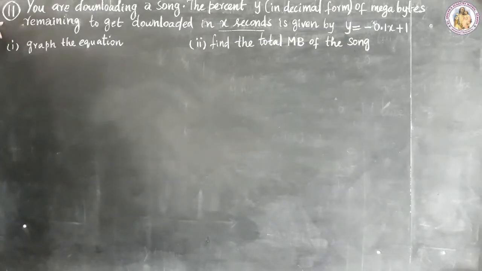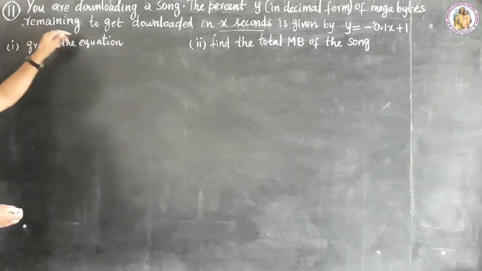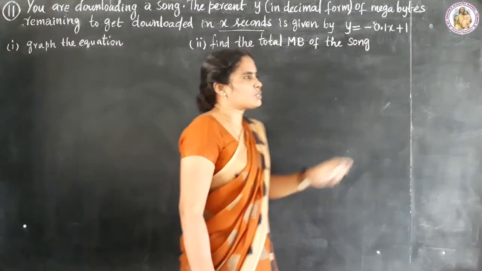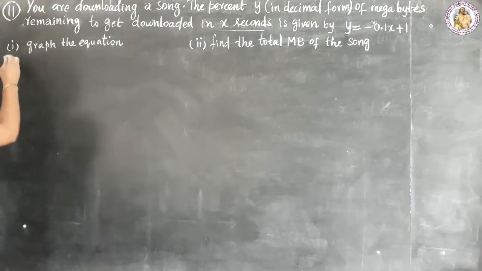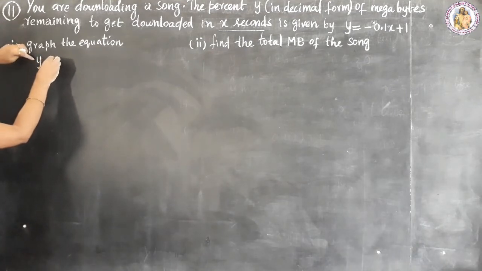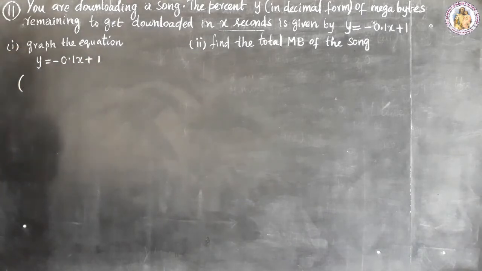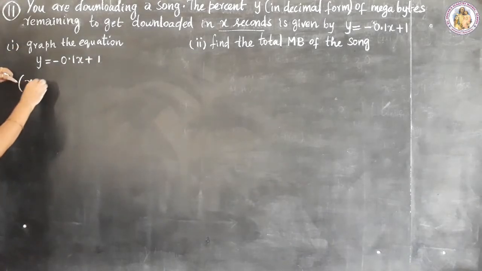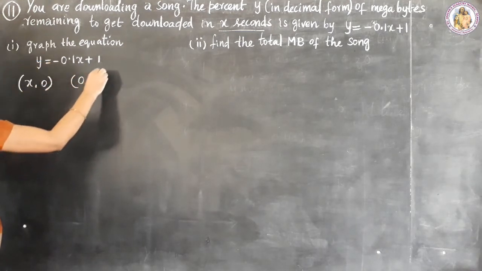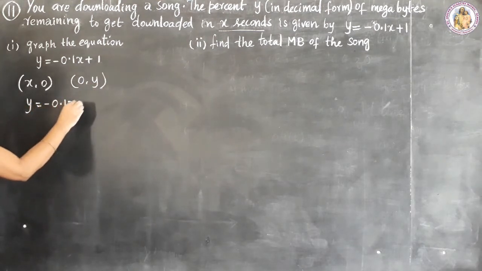Question number 11. You are downloading a song. The percent y, in decimal form, of megabytes remaining to get downloaded in x seconds is given by the equation y is equal to minus 0.1x plus 1. Sub-question 1, graph the equation y is equal to minus 0.1x plus 1. We find the x-intercept, where y is equal to 0, and the y-intercept, where x is equal to 0, by using the equation.